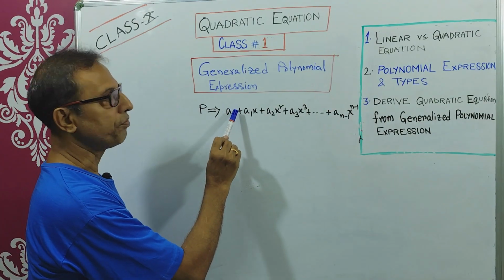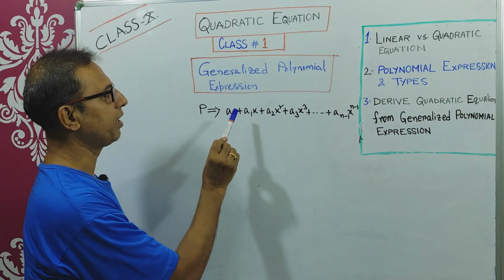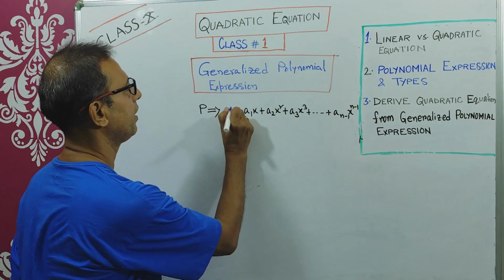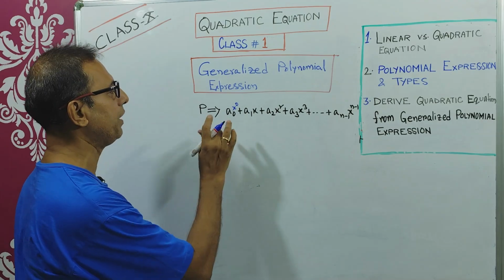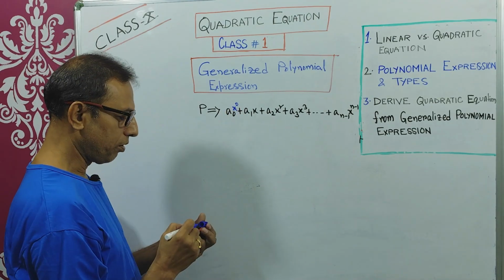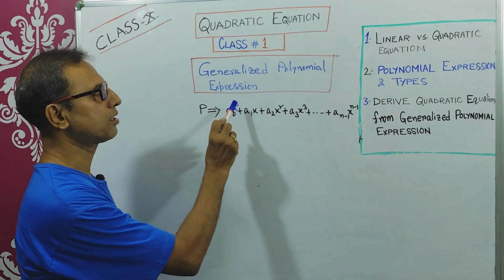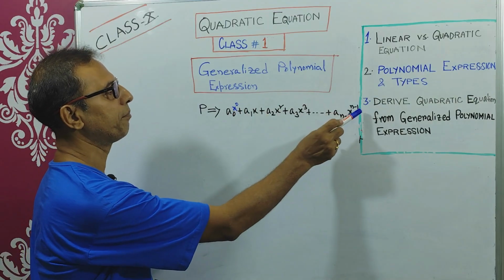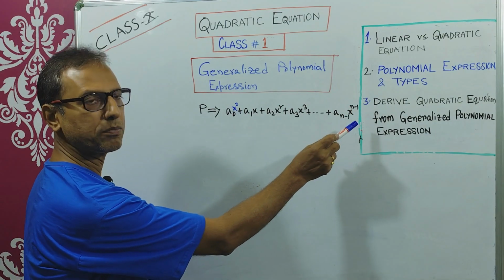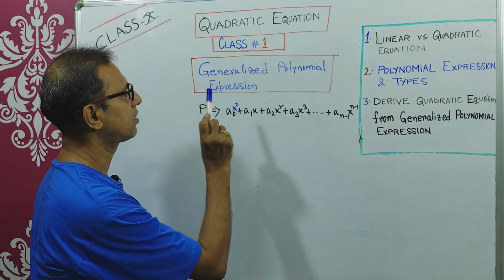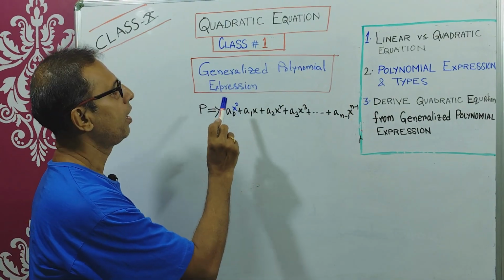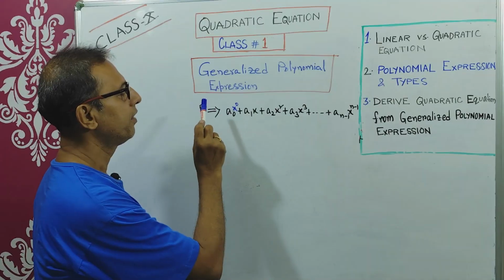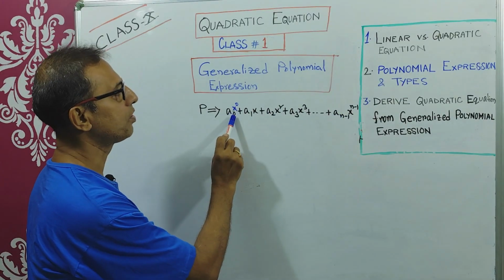Degree of variable x, right, power of variable x, it is also starting from 0 because a0 means a0 into x to the power 0. So the power of the variable also varies starting from 0 till n minus 1. That means total number of terms in the expression is n, and the value is going from 0 to n minus 1.